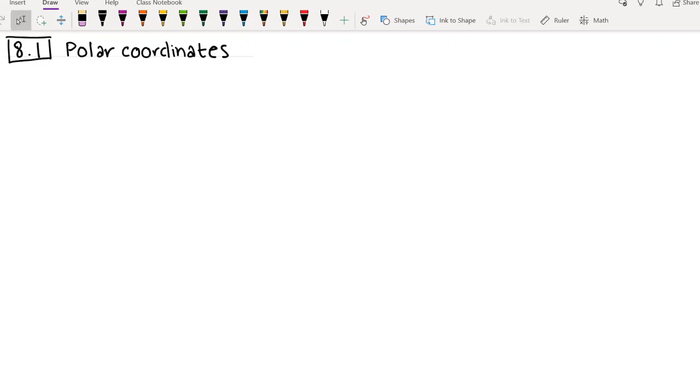Hi everyone. So today we're going to be starting a new topic called polar coordinates, and we'll see that this is related to trigonometry, but it's pretty much its own separate topic. We're really kind of moving on from trigonometry at this point. So we'll be talking about polar coordinates today as well as tomorrow and the next day in those videos.